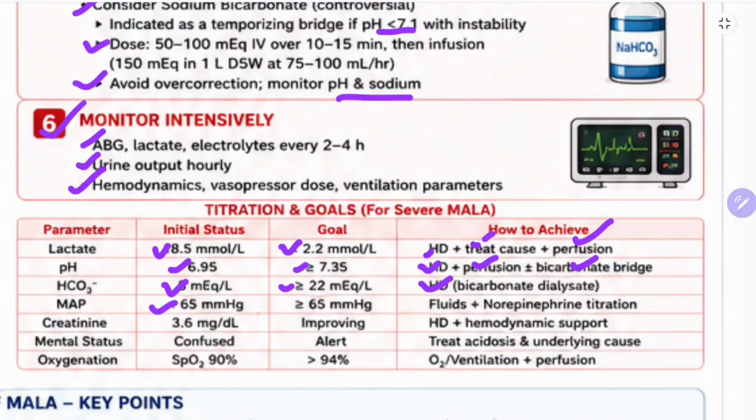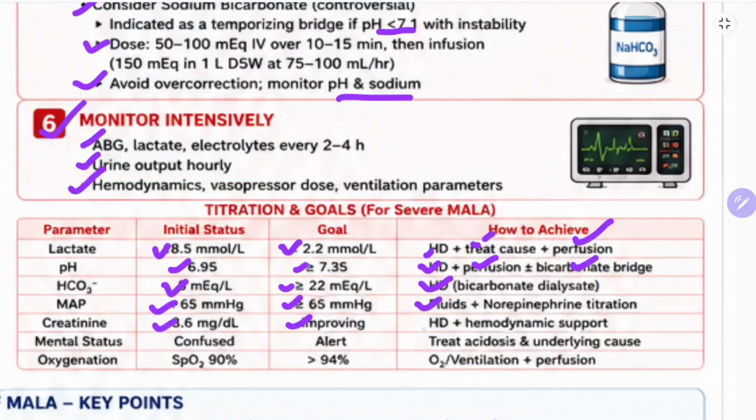Mean arterial pressure is less than 65. How to achieve the goal of more than or equal to 65 mmHg? Give fluids plus norepinephrine titration. And if norepinephrine is not enough, you can give vasopressin 0.03 or epinephrine at 0.02 to 0.1 microgram per kg per minute. Creatinine is 3.6.